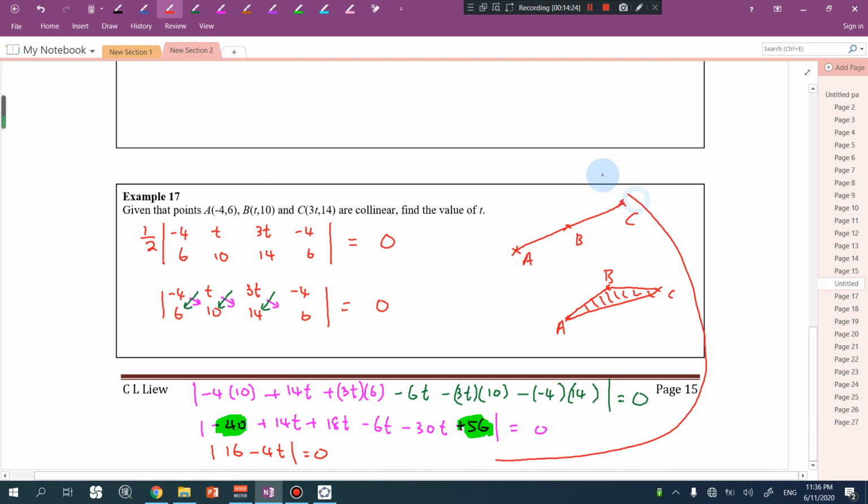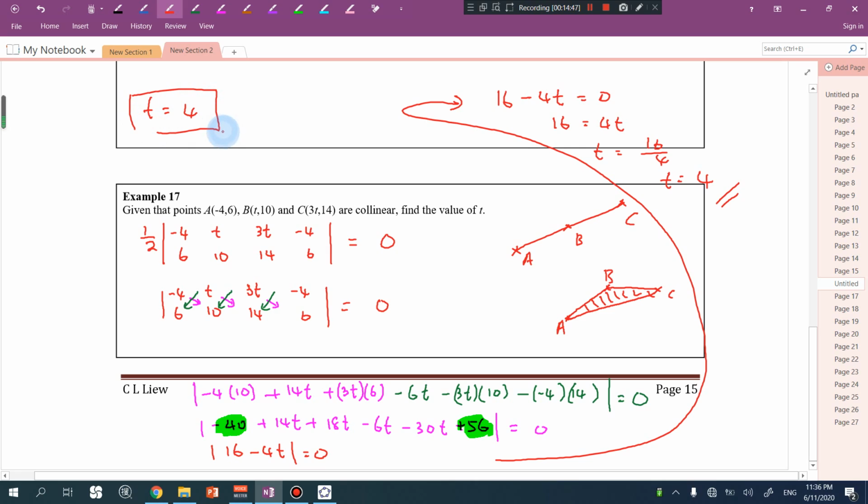Okay, let me write over here. 16 minus 4t is equal to 0. And then I move the -4t over here. 4t. So t is equal to 16 over 4. T is equal to 4. Okay, so write the answer over here. T is equal to 4. So this is a way how we use this formula to help us to get the value of t. But actually, if we use this method, it's more complicated. So now I'm going to show you another method which is easier.